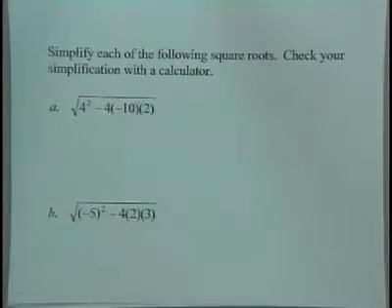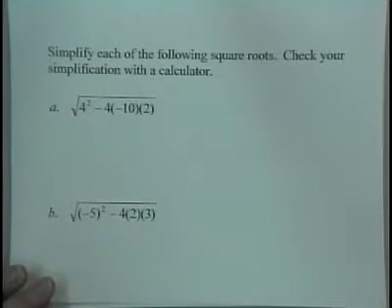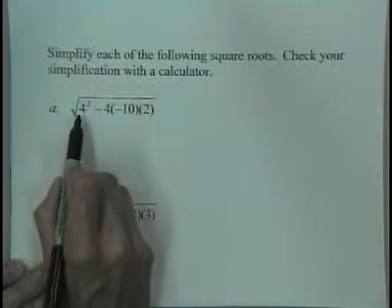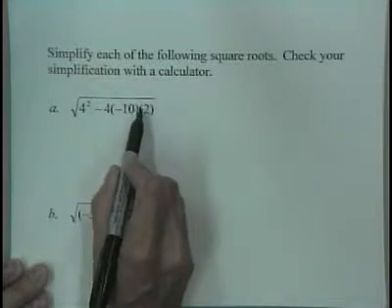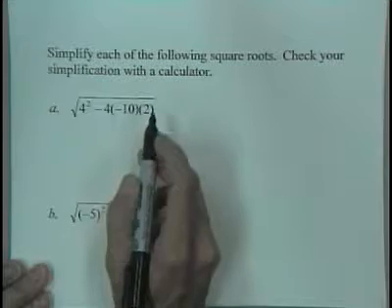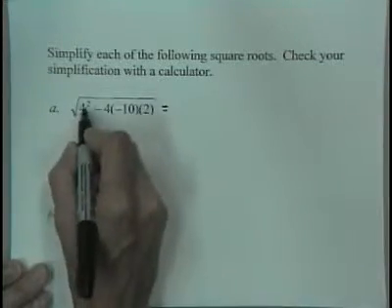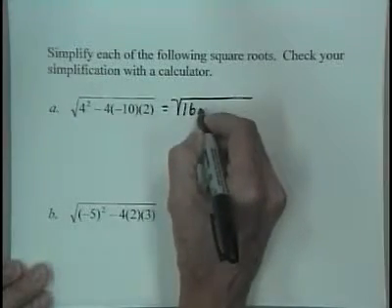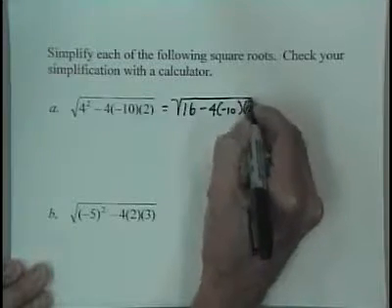Again, we want to simplify and check our simplifications with a calculator. So the implied directions here are simplify by hand. The first example is the square root of 4 squared minus 4 times negative 10 times 2. Inside the radical, we begin using order of operations and simplifying the exponent. 4 squared is 16, minus 4 times negative 10 times 2.